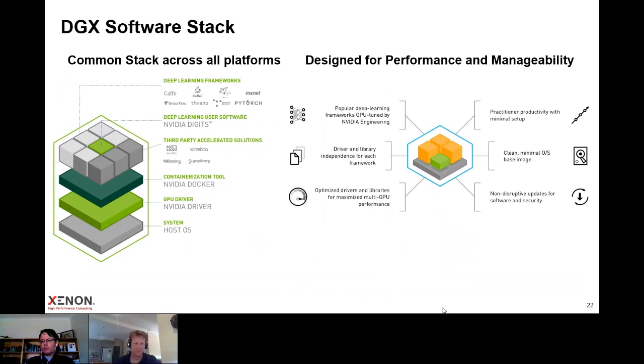Of course, there's also focus on maximizing productivity with a minimal setup time, and that's why the whole software stack is fully pre-configured and pre-optimized. The operating system image itself is really kept to a minimum, and everything is containerized in Docker containers to make it very easy to upgrade and deploy. And also, all the software and security updates are non-disruptive and won't have any effect on running applications.